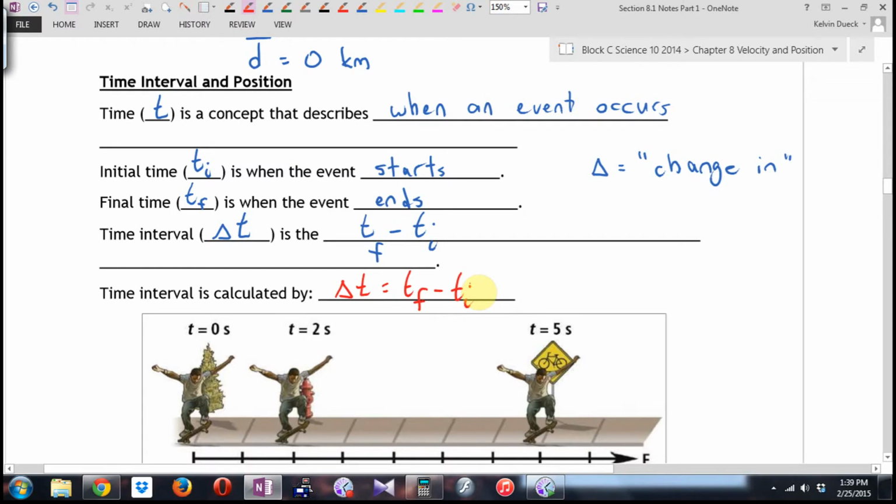Is that on your purple sheet? Can someone look? In the bottom section? Yes? Is delta t on there? I know I got a bunch of V stuff. Is delta t equals tf minus ti on there? No? Okay.